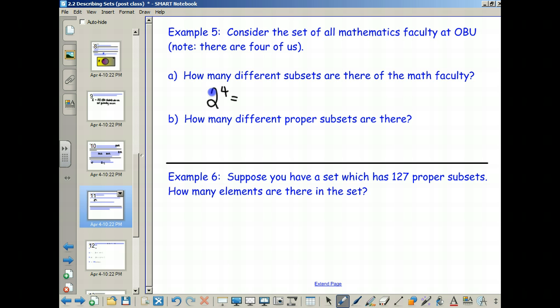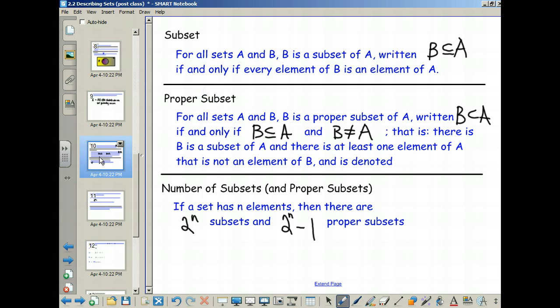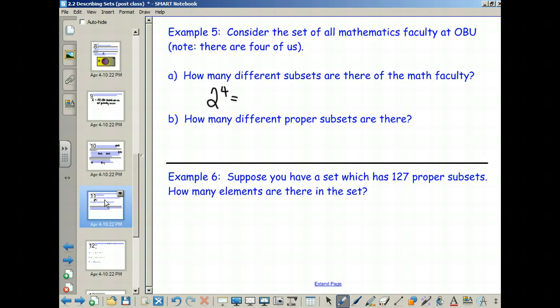What is 2 to the 4th? Where did the 2 come from? The 2 is a part of the formula. It's not a part of the situation; it's a part of every situation, so it's a part of the formula. And then 2 to the 4th is 16. So there are 16 different subsets.